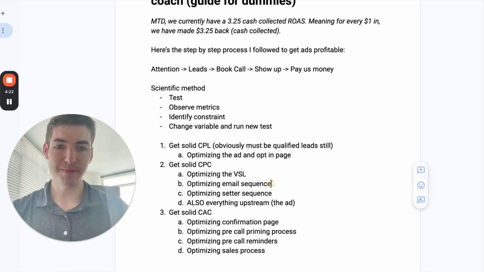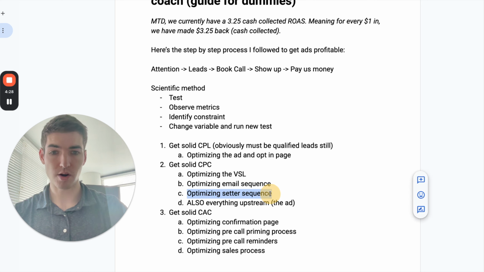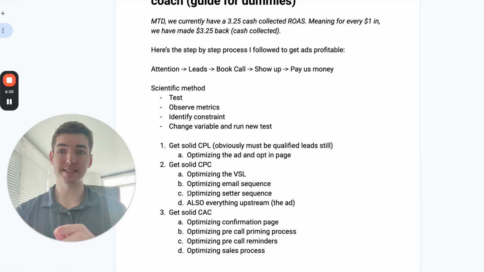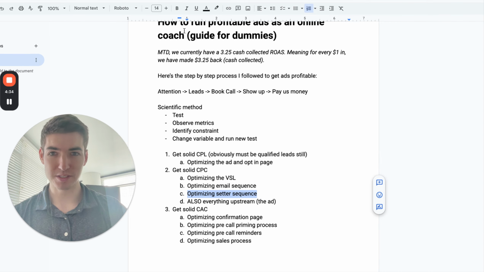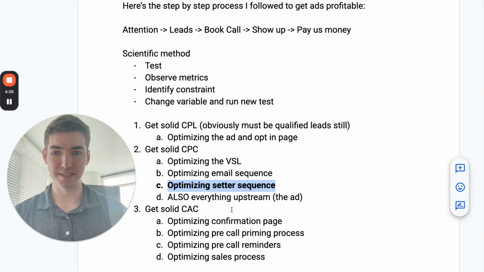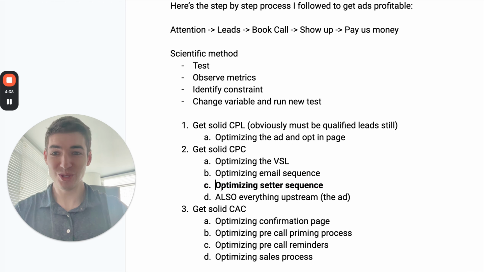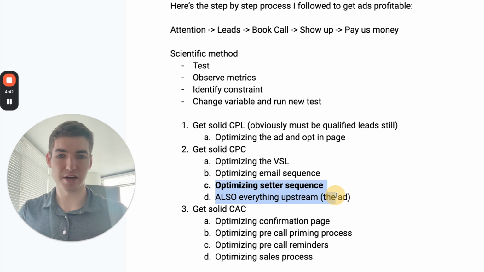We also optimize the email sequence. Everyone who opts in gets the email sequence. We're also optimizing the setter sequence. This is huge. We did this right, and it literally doubled the call bookings. So this is a huge one. Or if you don't have a setter sequence, if you don't have someone texting and dialing leads, do this ASAP. Just doing that is insane, absurd. So that's huge right there.